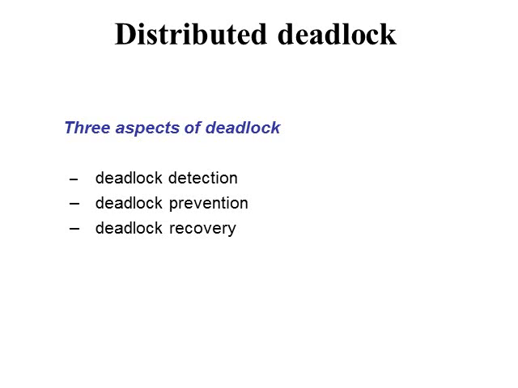Now moving on, let's look at how a deadlock can be handled in a distributed system of processes. There are three aspects of deadlock, three ways in which it can be handled. The first one is deadlock detection, the second is deadlock prevention, and the third one is deadlock recovery.